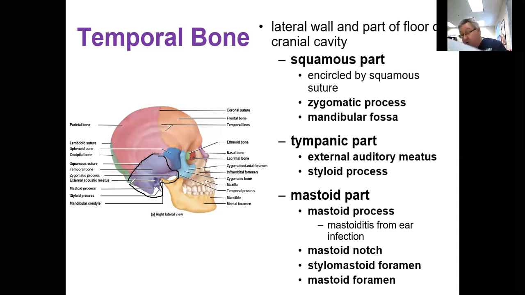Now, talking about the mastoid process, it is one of the bony structures that has a muscle that you will need to know. Remember, the sternocleidomastoid, the SCM, has mastoid in the name. So the sternocleidomastoid has its insertion on the mastoid process. So the sternocleidomastoid on the mastoid process is part of the temporal bone.